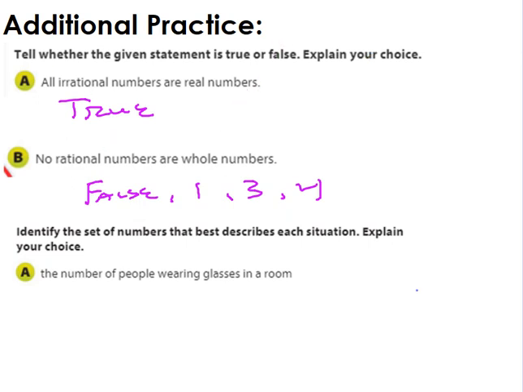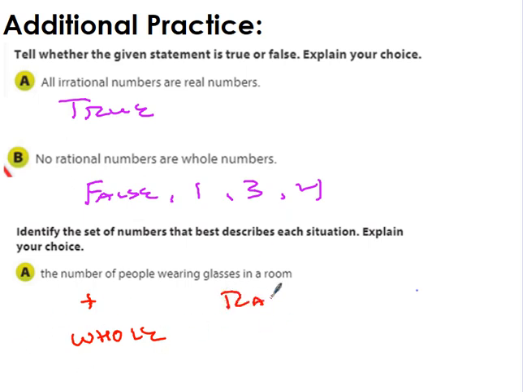And then finally, identify the set of numbers that best describes each situation. If I was talking about the number of people wearing glasses in a room, so we look in our classroom and figure out how many people are wearing glasses, it's going to be a positive number. I know that because we don't have negative people in the classroom. And it's also going to be a whole number because we're not going to say, oh, half of this person wears glasses.